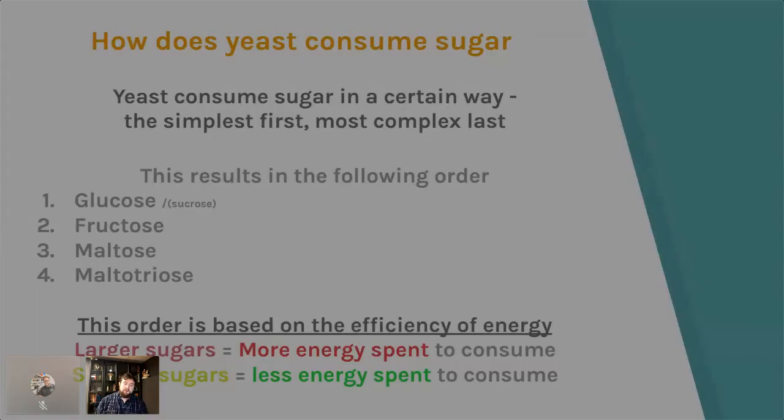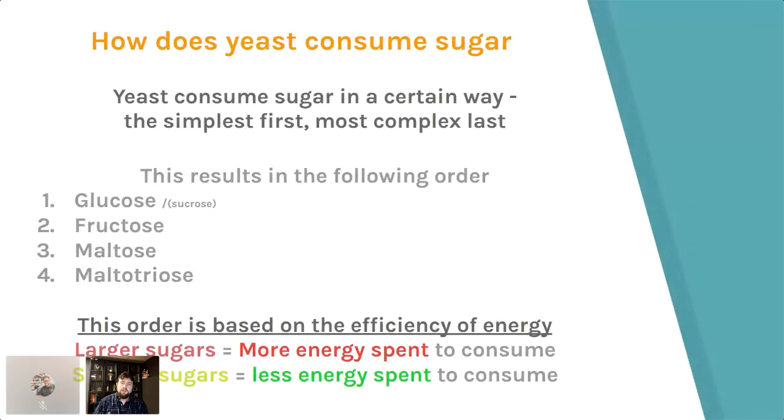So the next thing we need to talk about is how yeast cells consume their sugar, or consume their food. Yeast cells do consume their food in a very certain way. It's a very consistent way, it's a very logical way. They do so in the following order. They go glucose, arguably sucrose, which we'll see in the next slide, fructose, maltose, and then maltotriose.